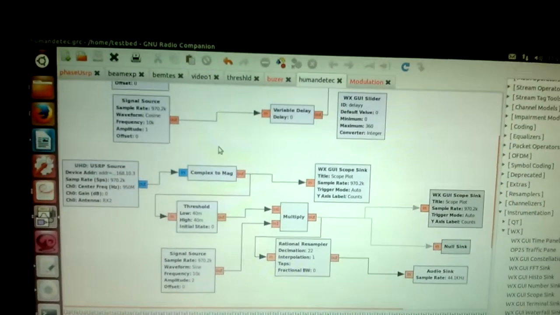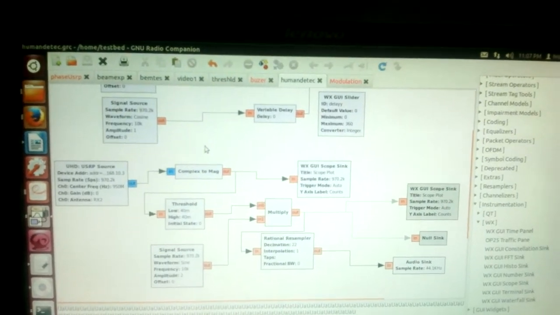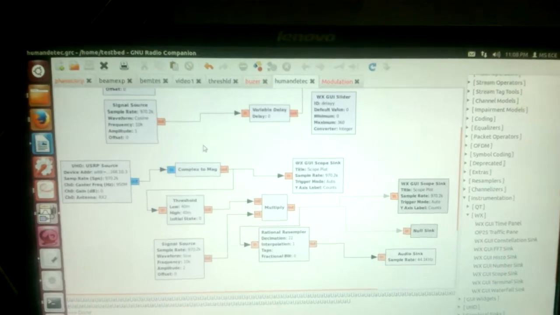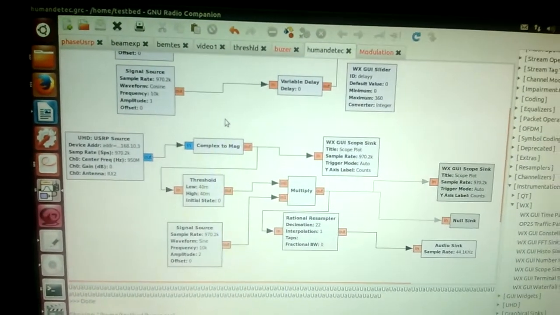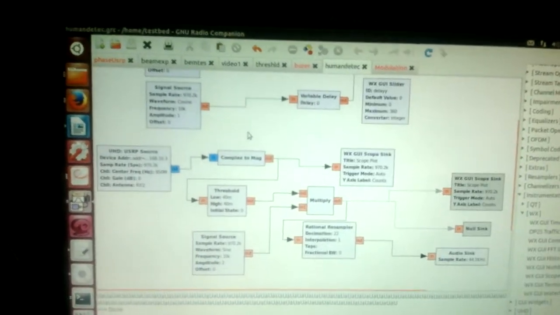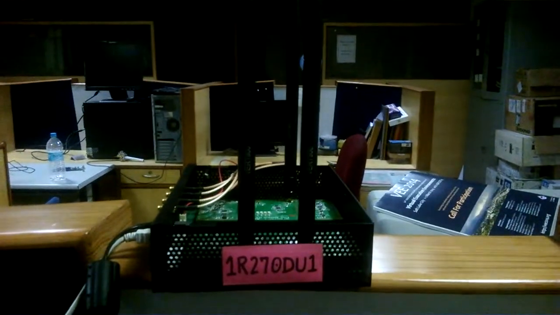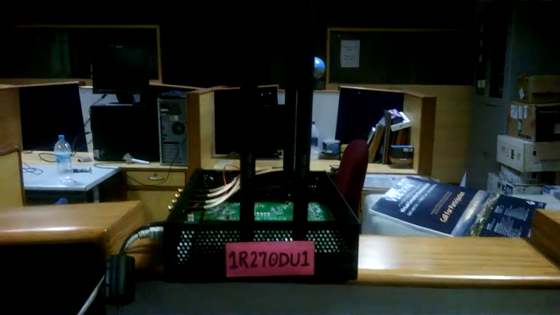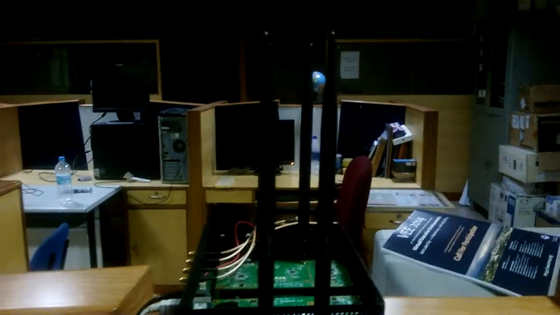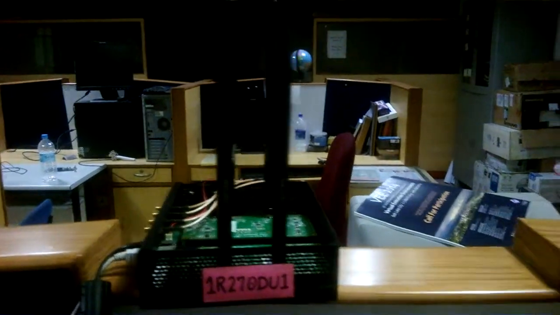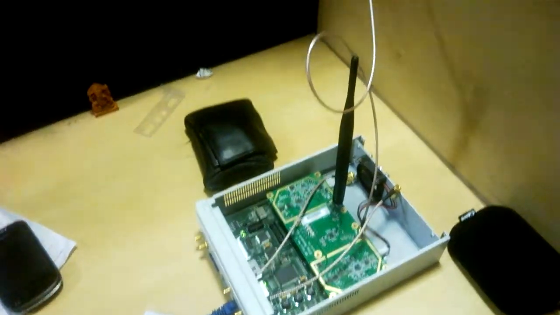Hello everyone. This is a small experiment we are conducting to detect some hand gestures. So let's see the hardware part first. As you can see, this is one USRP device. It has two transmitting antennas and two receiving antennas. This is a USRP2 device connected with one directional antenna acting as a receiving antenna.